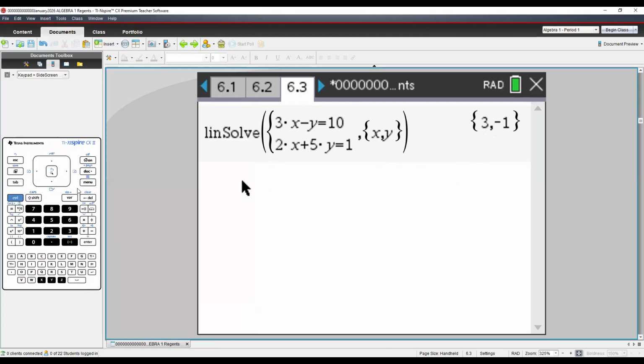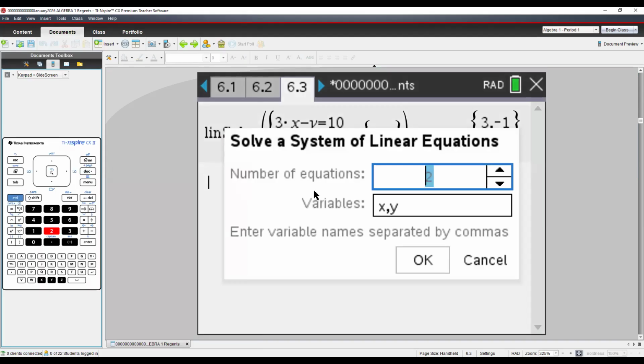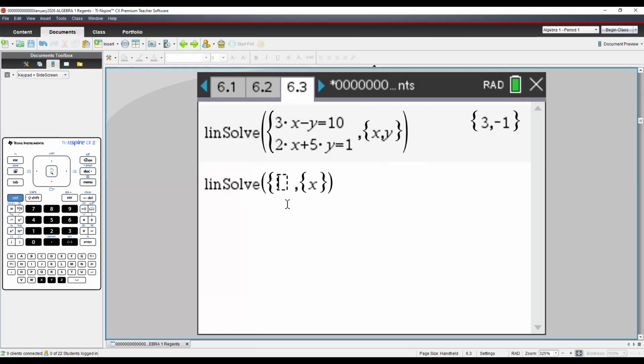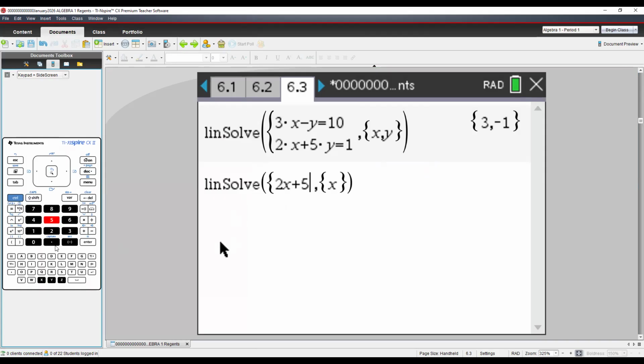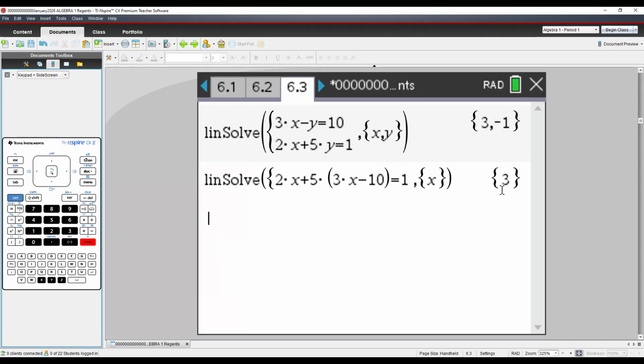I'm going to do menu 32 again. Now in this case I only have 1 equation, so I'm going to change the default to 1. And then I press enter, and now I'm going to enter the one that I'm checking, and I'm going to do the third one in this case. So it's 2x plus 5 parentheses 3x minus 10, close the parentheses, equals 1. And then I press enter. And it tells me that the x value is 3. That matches. Those 2 are consistent.